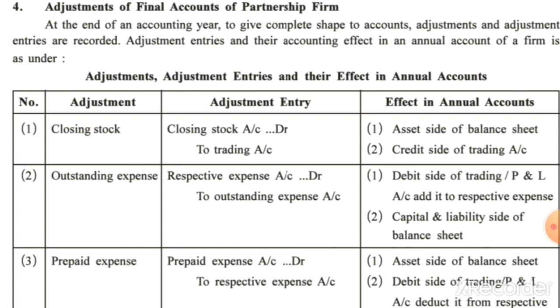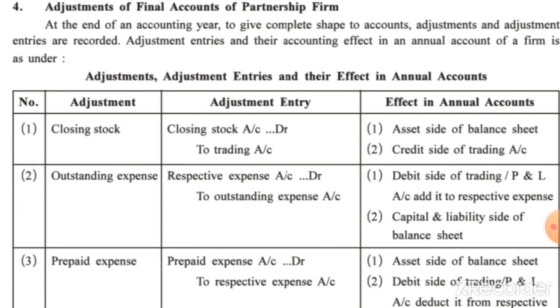And the two effects, already we discussed that an adjustment will have two effects, one debit and another credit. So while doing the adjustment effect, see that you give both the entries together so that you don't forget at the end of the solution or working of the sum. Now the first effect of closing stock that we had already told, that is credit side of trading account, and the second effect, that is asset side of balance sheet. So one effect credit and asset side means debit effect.